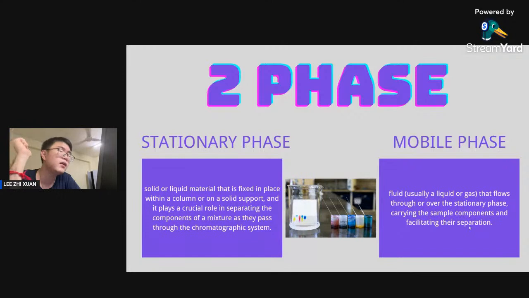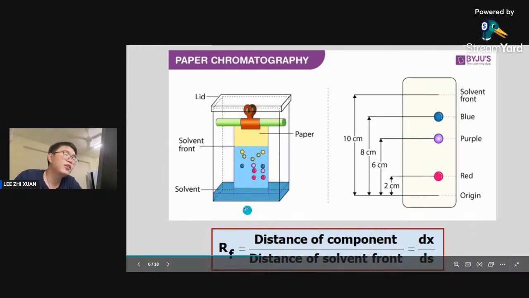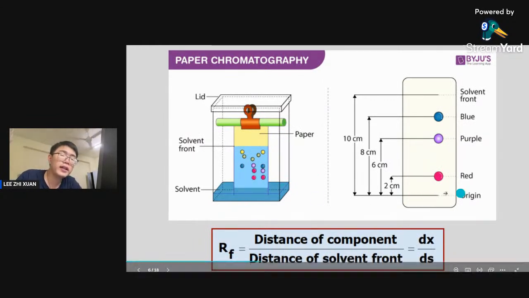Normally, it's an organic solvent. Imagine that you have to immerse your paper after you place the dot on the paper chromatography, right? You have to draw a line, right? So like that. You draw the line here, right?